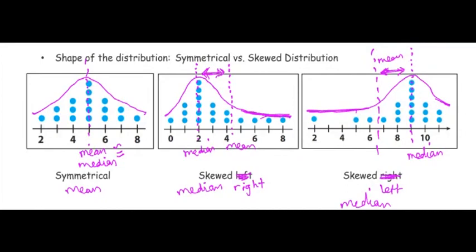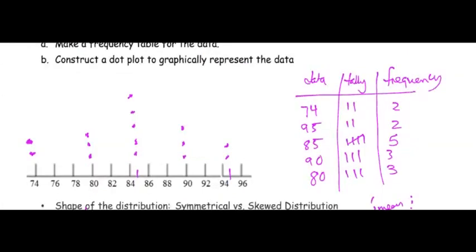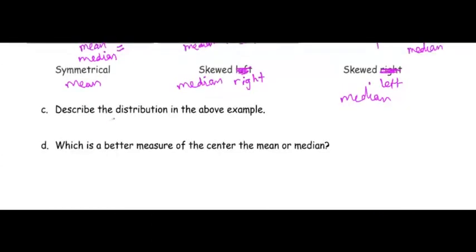So when we have a symmetrical distribution, the mean is a better representation of the center. When we have a skewed distribution, it doesn't matter to the right or left, the median is a better representation of the distribution. So if we take a look at the top distribution, we will see that most of the data is at the center of the distribution. That means this is a symmetrical distribution. So this is symmetrical.